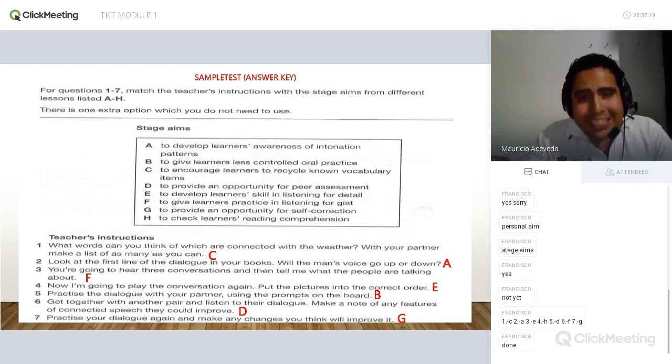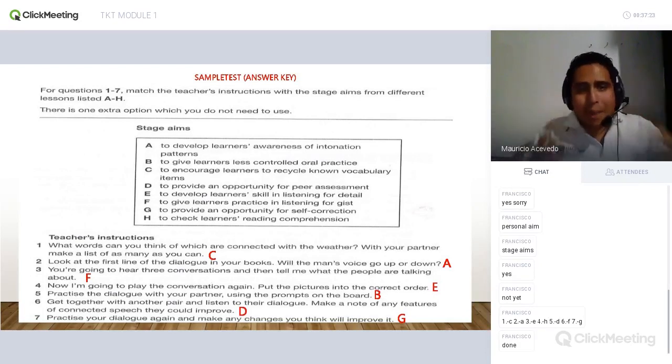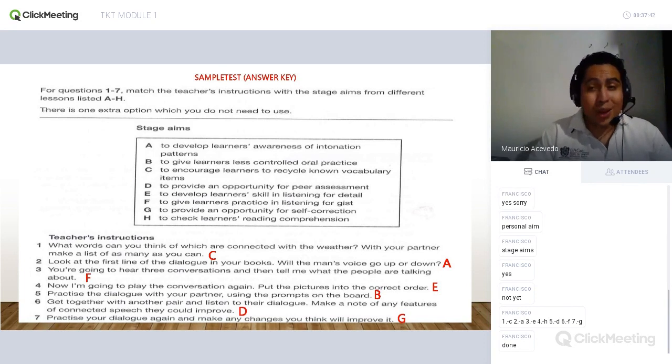Okay. Remember that gist is for whenever we want to get the main idea. So in this case, it says tell what the people are talking about. So you just need to know what they are talking about, the main idea of the dialogue. Okay. And number four is more for detail because you need to listen and then put the pictures together. As I was telling you, it's not a reading activity.